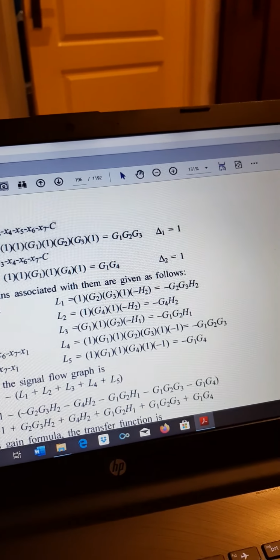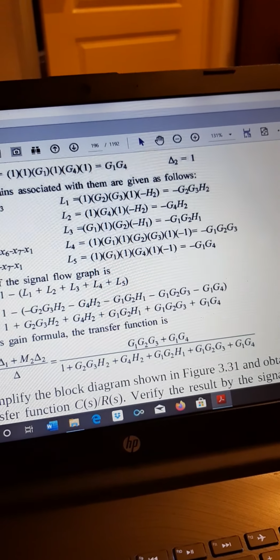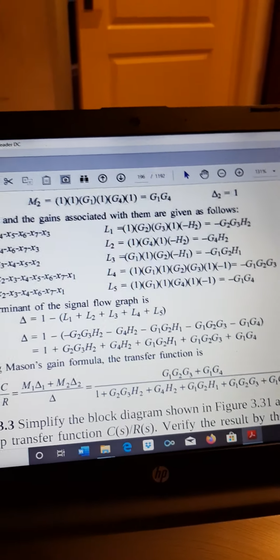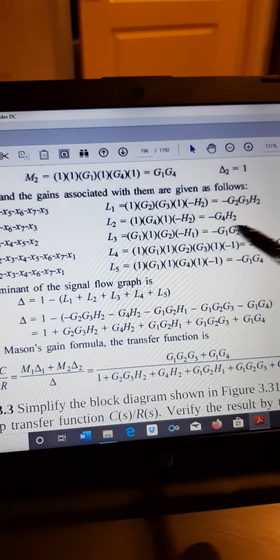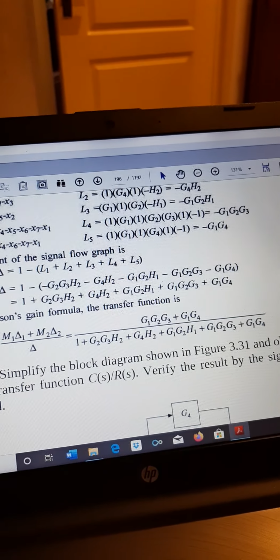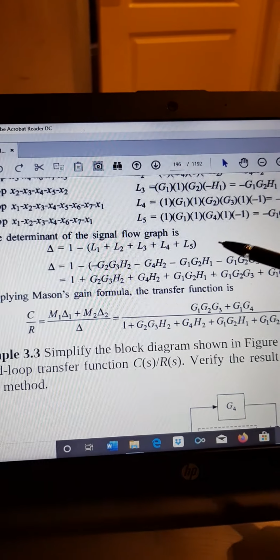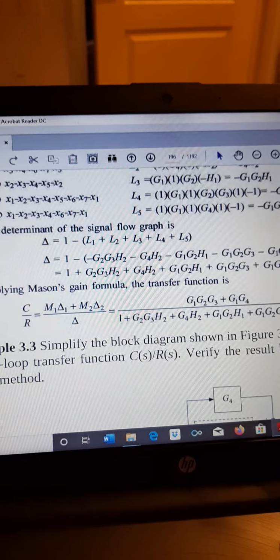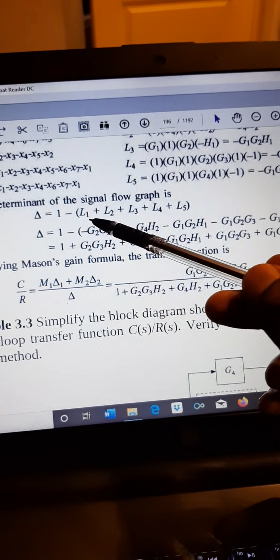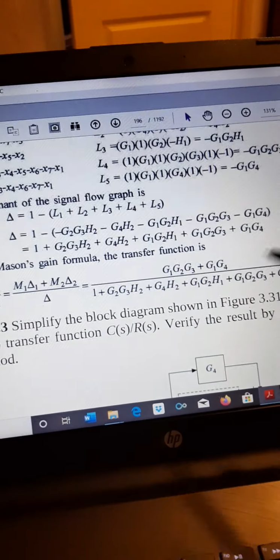Now the loops L1, L2, L3, L4, L5 gain, you have to find it. Just multiply all the terms. You go through the loop and see what things you have to multiply. You can see here. Now the determinant, since there is no non-touching pair of loops, you can directly use the expression: delta is 1 minus (L1 plus L2 plus L3 plus L4 plus L5). So you're getting delta like this.